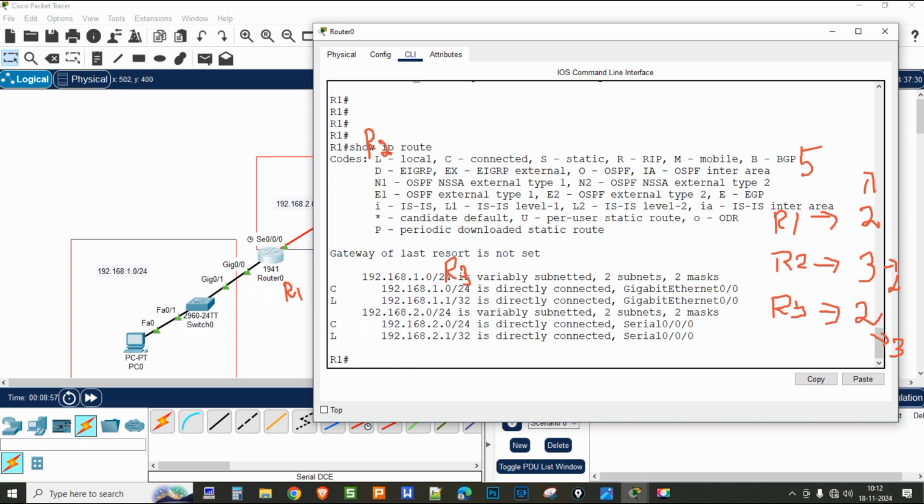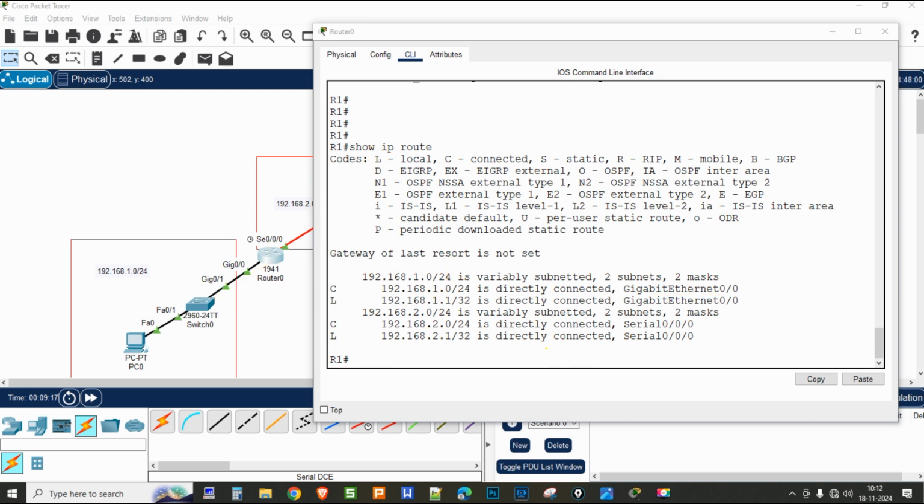(192.160.1.0) the Gigabit Ethernet 0/0 1.0. So this interface is going to the network 2.0 via serial interface. This is the outgoing. Next networks, we need to configure one by one.